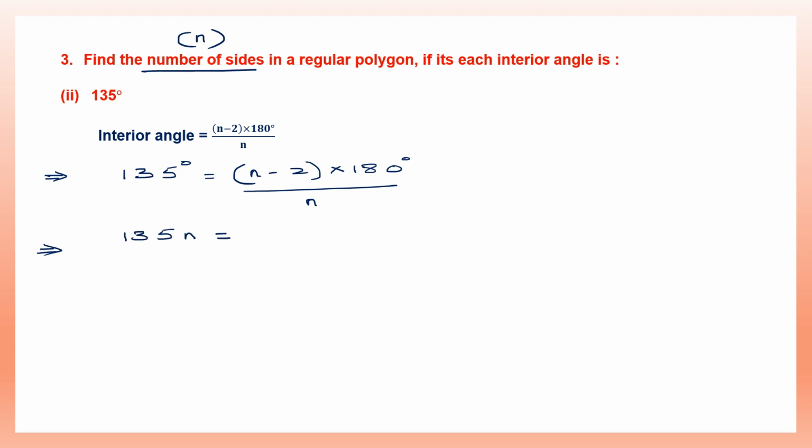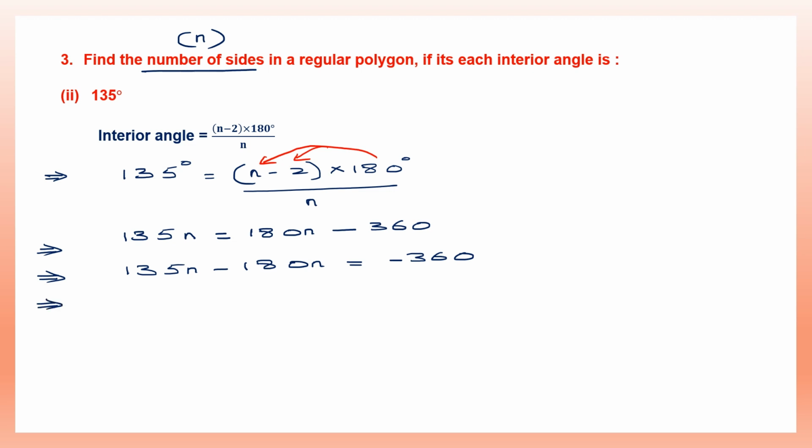So that becomes 135n. And that is equal to, here we are going to multiply 180 into n first. So that is 180n minus 180 into 2, which is 360. So now we're going to bring all the n's to one side. So we have 135n minus 180n, which is equal to minus 360. So now, the signs are different. So we put the sign of the bigger number and we subtract. So 180 minus 135 is 45. So minus 45n is equal to minus 360.